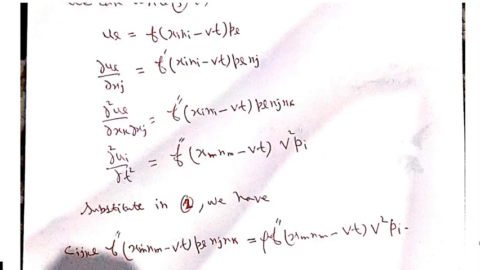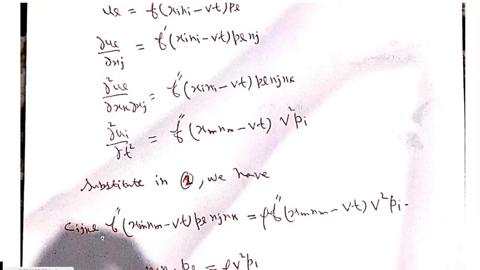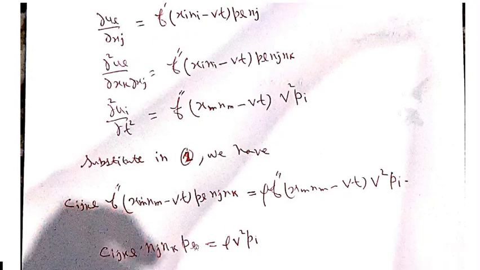Now this is the partial square u_i by partial t square, which is equal to f double dash n_i v square. Now use all this in your equation number 2. What we have is this on the left-hand side, and this thing equals rho times this thing on the right-hand side. These are cancelled with f double dash, and we are left with C_ijkl n_j n_k p_l equals rho v square p_i.